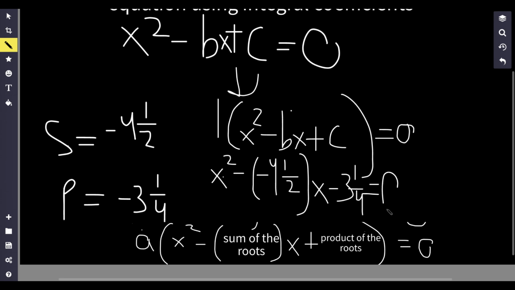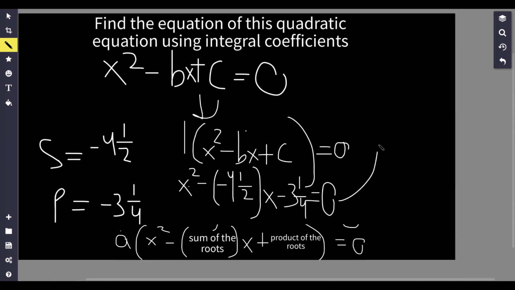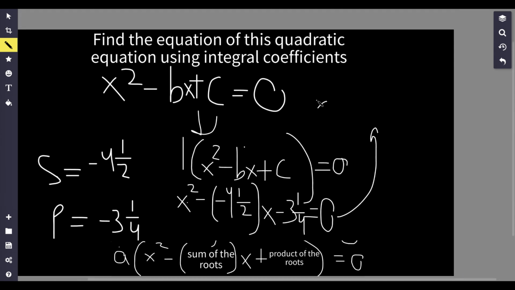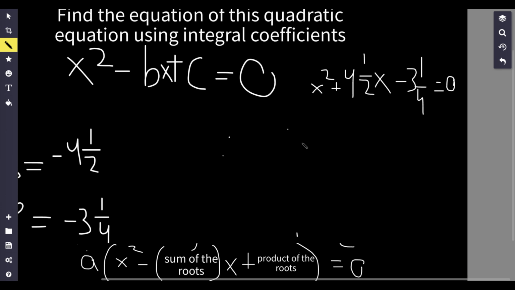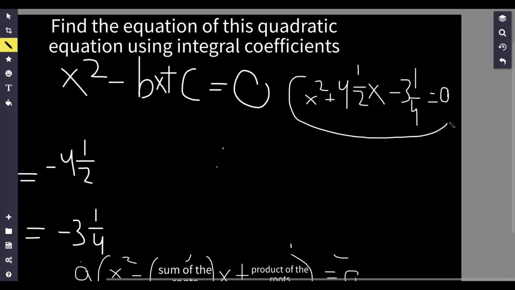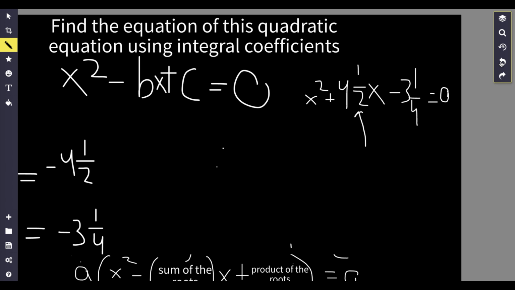That is equal to 0. And we can rewrite this as x squared plus 4 and 1/2 x, because negative makes positive, minus 3 and 1/4 is equal to 0. Now the problem is this quadratic equation does not use integral coefficients, right? You notice how 4 and 1/2 is not an integer, and 3 and 1/4 is not an integer.